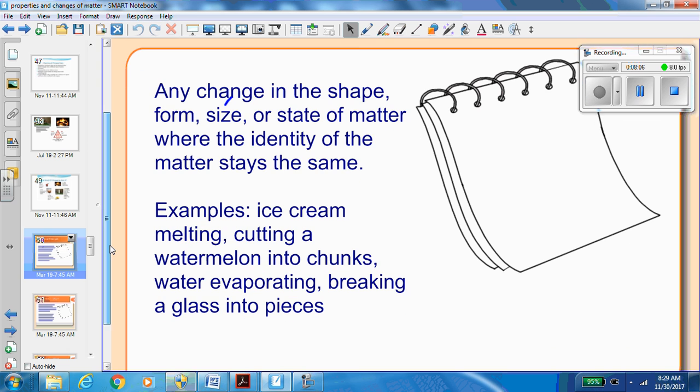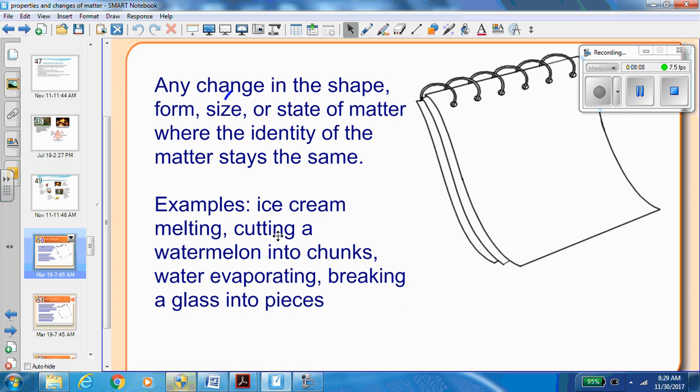Let's look at some examples here. Ice cream melting. If ice cream melts, that just simply means it goes from a solid to a liquid. It's not changing its identity, it's just changing its state of matter. So it's still going to be ice cream even when it melts and becomes a liquid. That would just be physical. That would be the same case for these other examples. Cutting a watermelon into chunks is still watermelon. Water evaporating, that's just water changing from a liquid to a gas. It's still going to be water, it's still H2O.